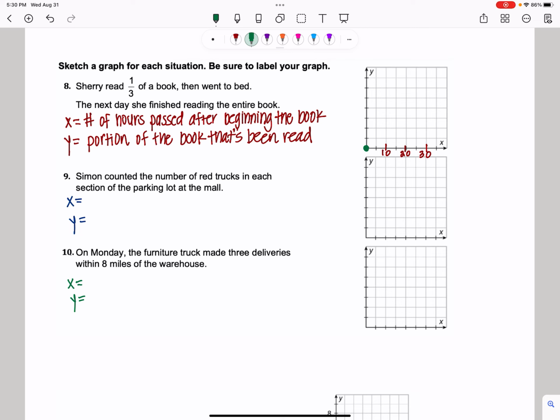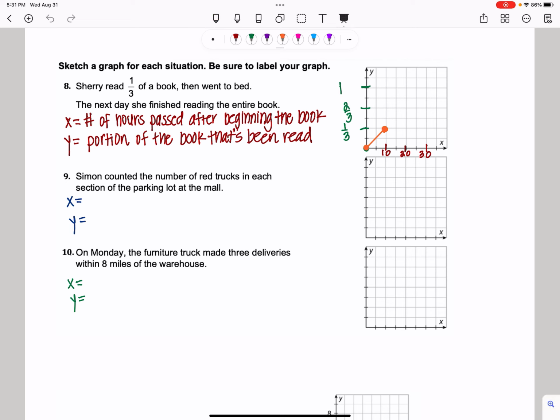So I'm going to say that maybe this is 1/3 of the book, and this is 2/3 of the book, and this is the entire book. So 100% of the whole book. So we'll say that when time is 0, maybe 10 hours later, she got done with 1/3 of the book. And I'm going to say she read at a constant rate.